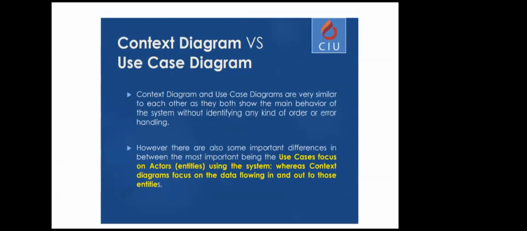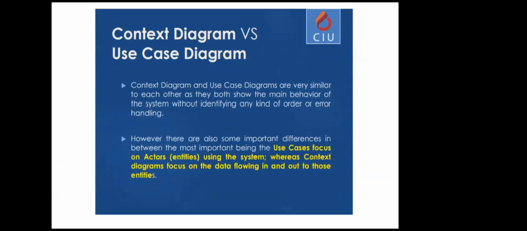Context diagrams and use case diagrams are similar, and they both show the main behavior of the system without identifying any kind of order or error. However, the use case diagram focuses on the actors, which are the entities, whereas the context diagram is more focused on the process itself. The entire purpose of drawing the context diagram is to divide the process into sub-processes and show its relationship with other external entities. So when you draw a context diagram, you know that it's going to level up and break down, whereas with use case diagrams, you do not break it. You just draw it and be done with it.